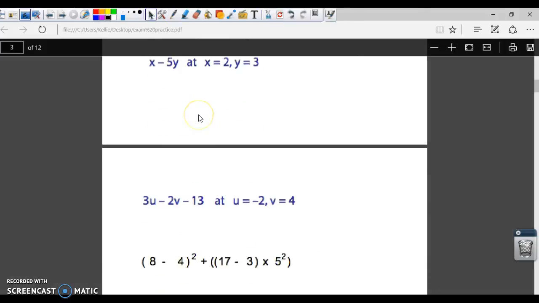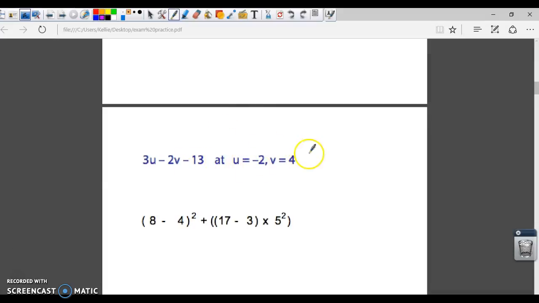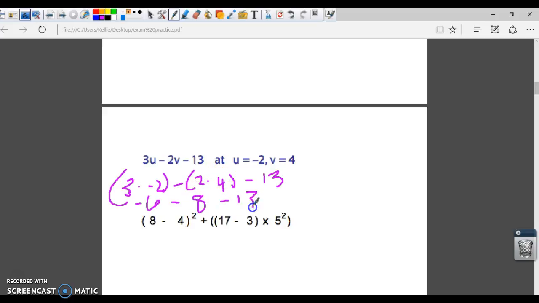All right, let's see what else we got here. Here we go, a little bit more complicated. U is negative 2, V is 4. So that's 3 times negative 2. I'm going to put parentheses around that. 3 times negative 2, bring down that minus sign, and now you have 2 times V, which is 4, and then you have minus 13. Do your multiplication first. 3 times negative 2 is negative 6. Bring down that minus sign. 2 times 4 is 8, and just bring down the negative 13.